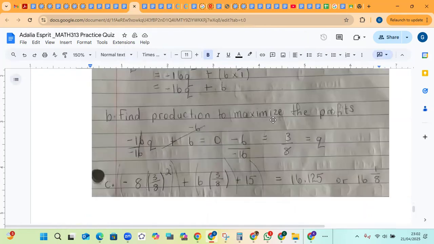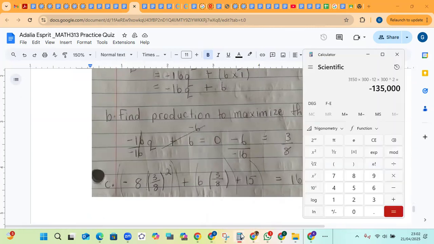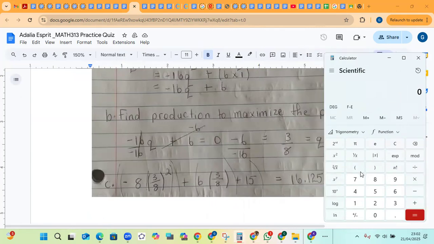So we've got to do the same here. We have to substitute 3/8 into the original function and evaluate. So let's see if this evaluation is correct. So we have 16.125. Let's see if we get 16.125.